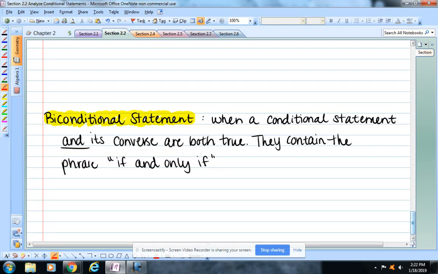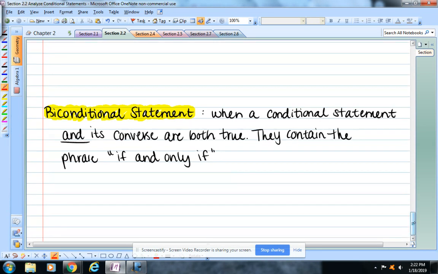But there are statements that sometimes their converse is true, especially in math class. And so if you see the words if and only if, that means that statement and the converse are both true. Okay? So if it says if and only if, that means it goes both ways.